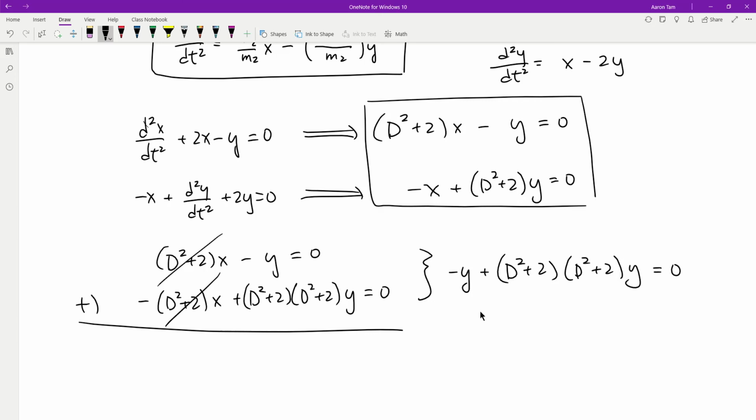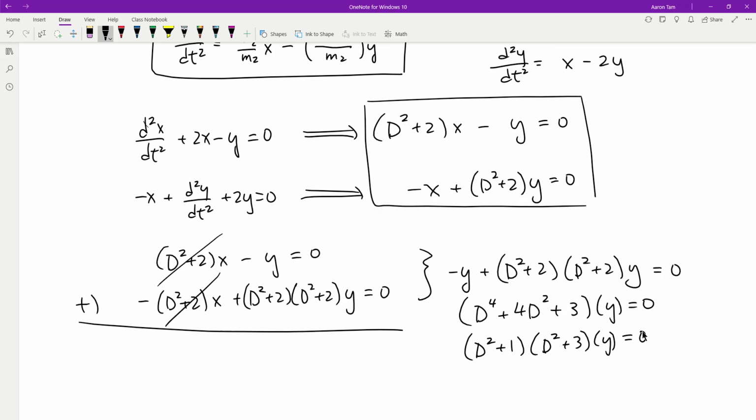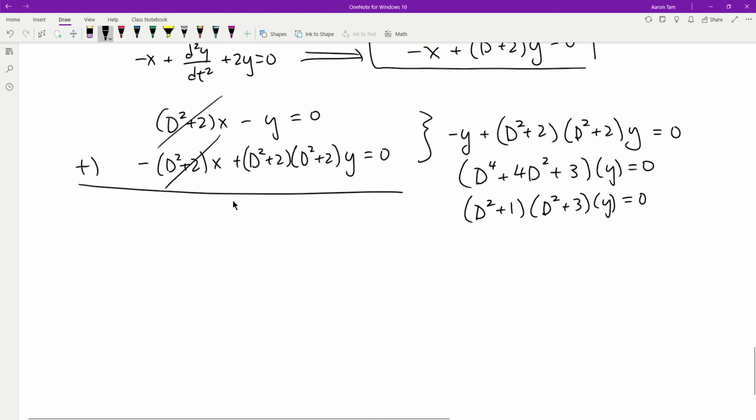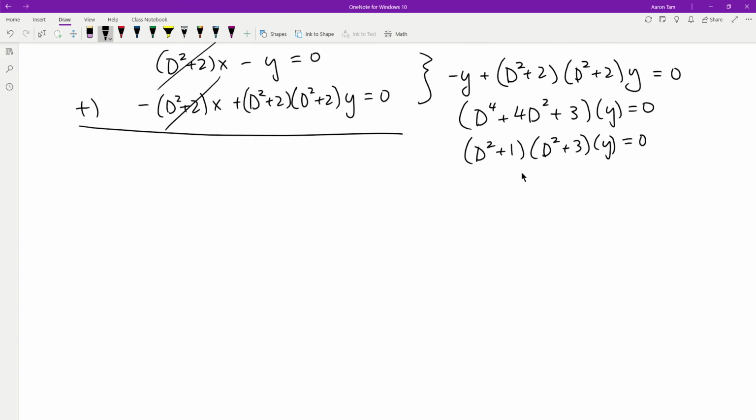So if I multiply this out, that becomes d to the 4th plus 4d squared plus 4 minus 1 becomes plus 3 of y equal to 0. And that is actually factorable. It's factored into (d squared plus 1)(d squared plus 3) of y equal to 0, which is nice because it's a homogeneous equation. So I actually don't have to worry about the particular solution, but simply just have to write out the homogeneous solution, which is easy because of the characteristic roots.